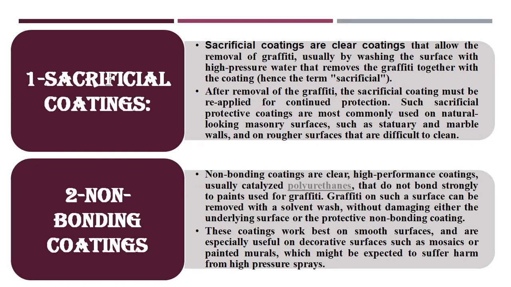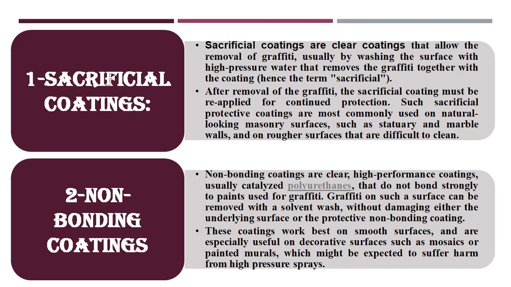After removal of the graffiti, the sacrificial coating must be reapplied for continued protection. Such sacrificial protective coatings are most commonly used on natural looking masonry surfaces such as statuary and marble walls and on rougher surfaces that are difficult to clean. And second is non-bonding coatings. Non-bonding coatings are clear, high-performance coatings, usually catalyzed polyurethanes that do not bond strongly to paints used for graffiti.